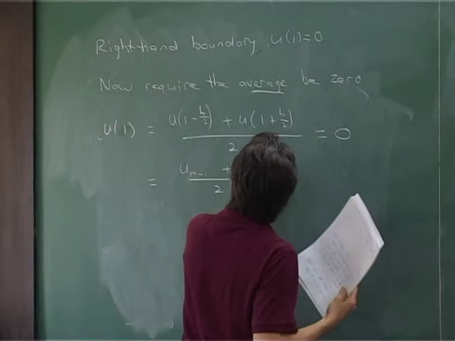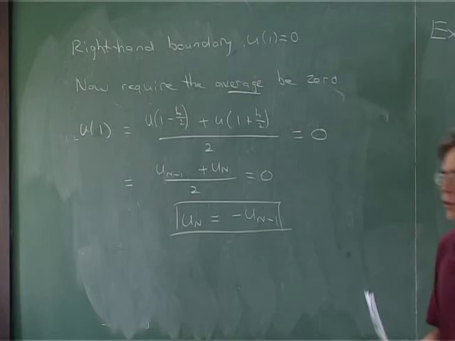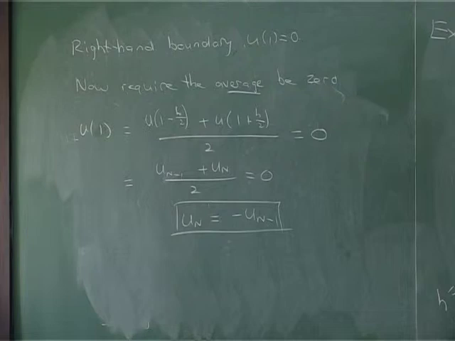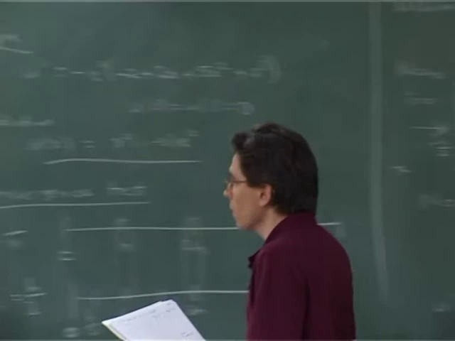Okay. In other words, this is your boundary condition. Right. So you know that in order to require that the average is zero, you said that these two must be equal and opposite. Okay.